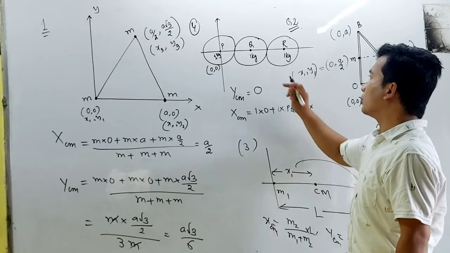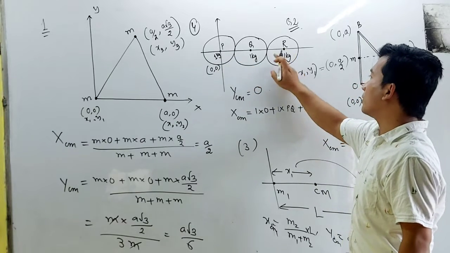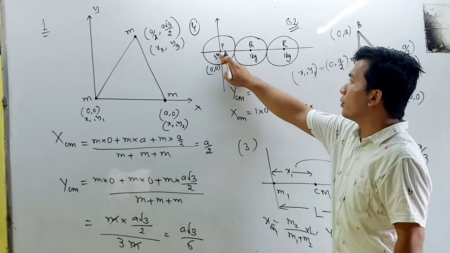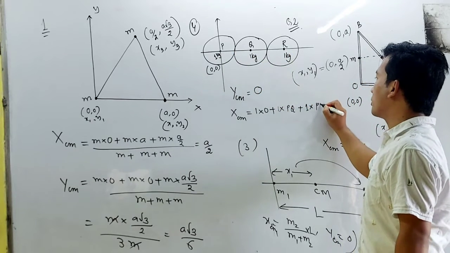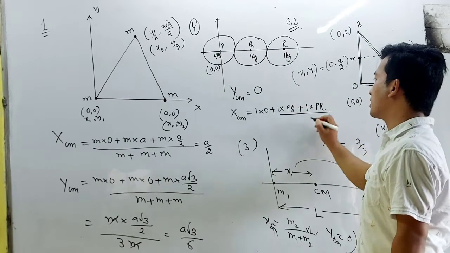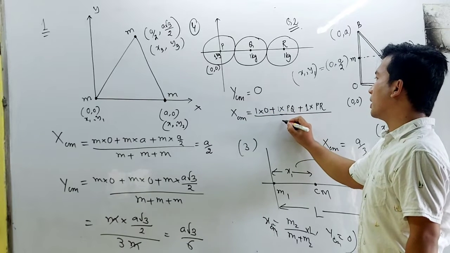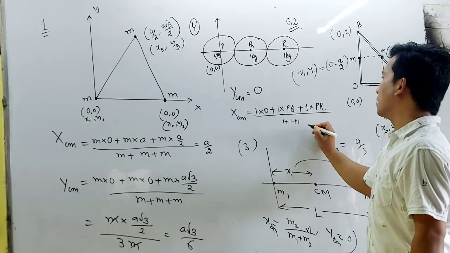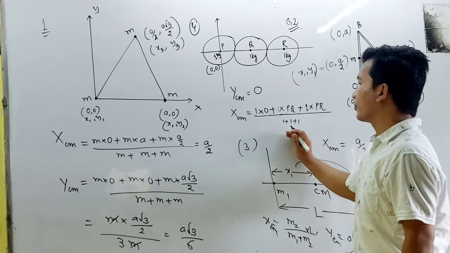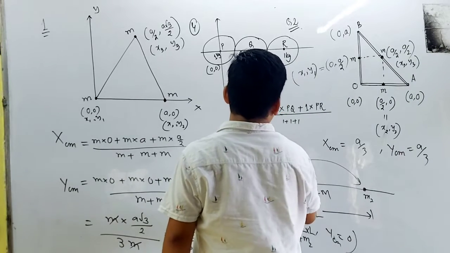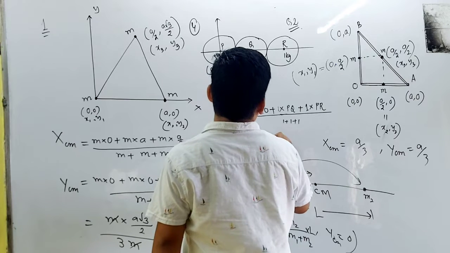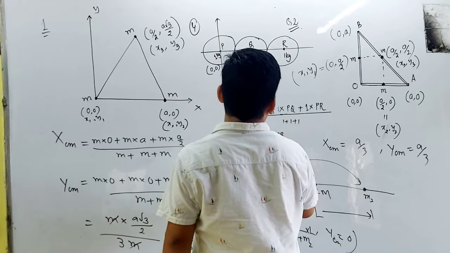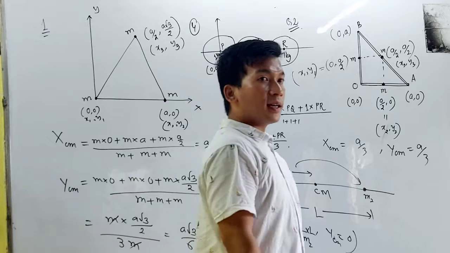What is the distance of this 1 kg from your origin? This is at a distance PR. PR divided by total mass, where total mass will be 1 plus 1 plus 1 plus 1, and our answer will be very simple. This is xcm will be PQ plus PR divided by 3. Finish.